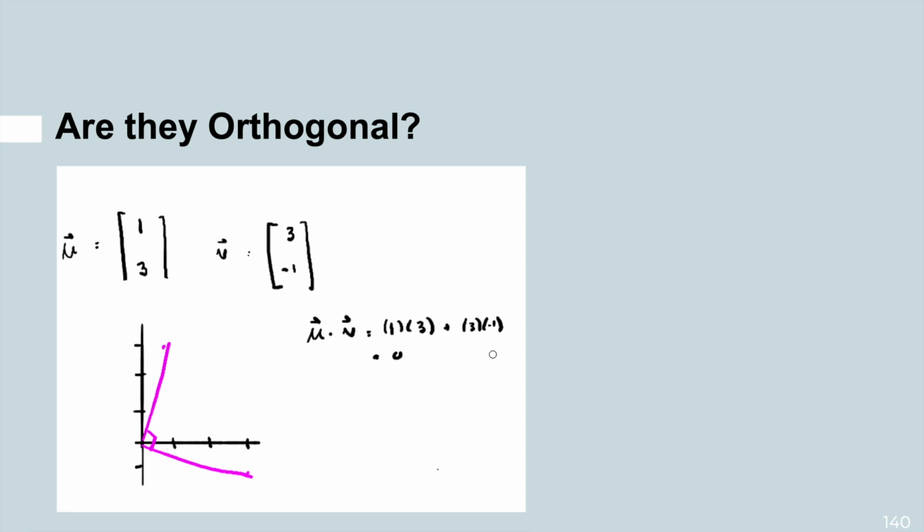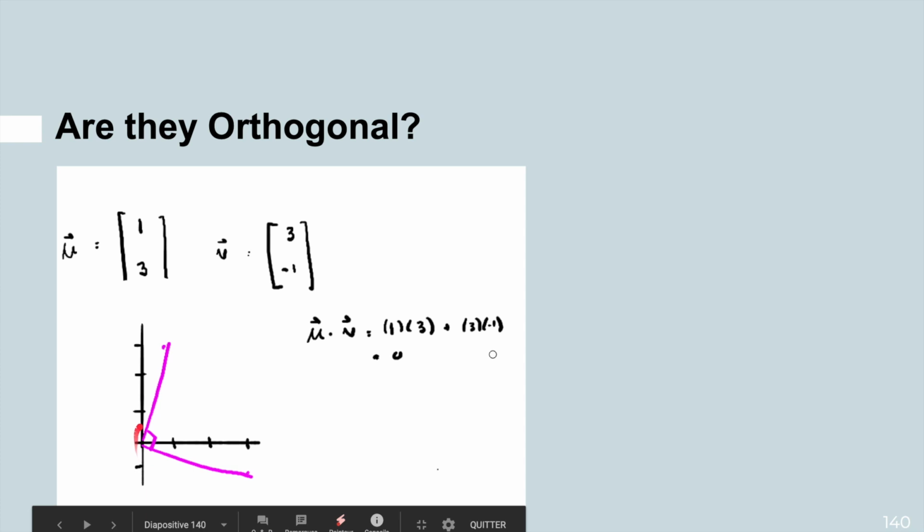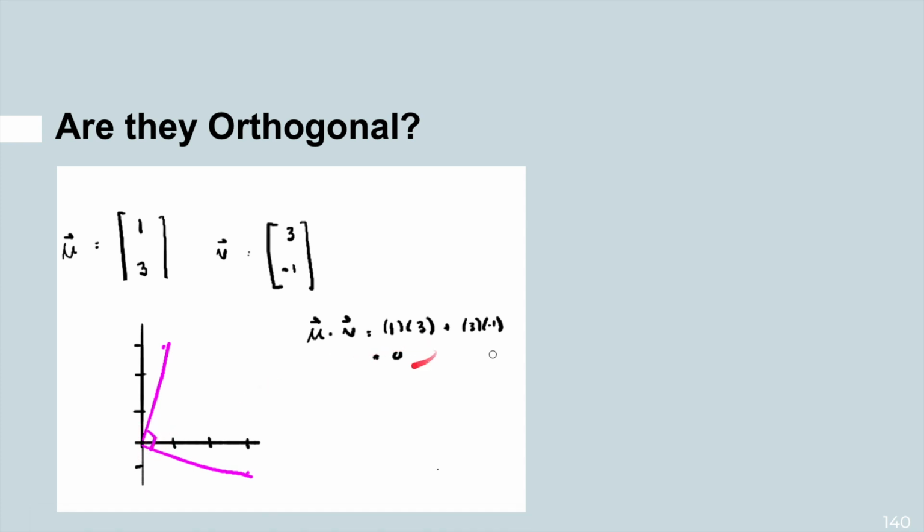Now another way to describe the dot product is u dot v is equal to |u||v| cos theta. And if theta is equal to 90, cos theta is equal to 0. So that is why the dot product of two vectors that are perpendicular has to be 0.